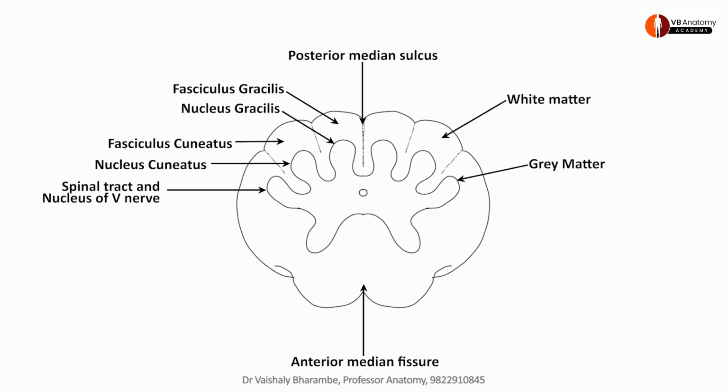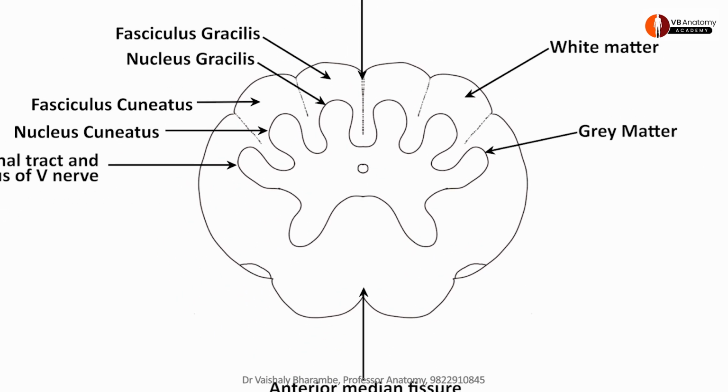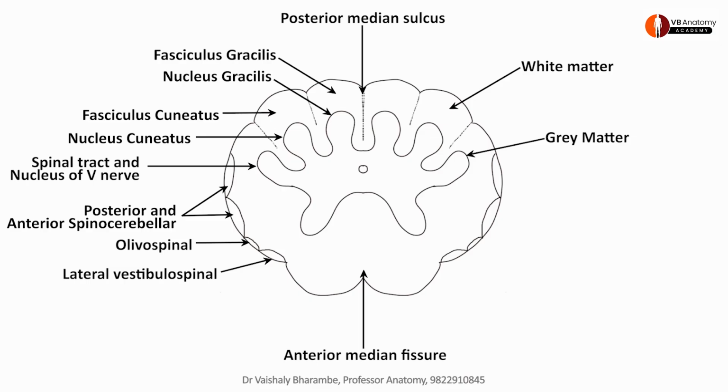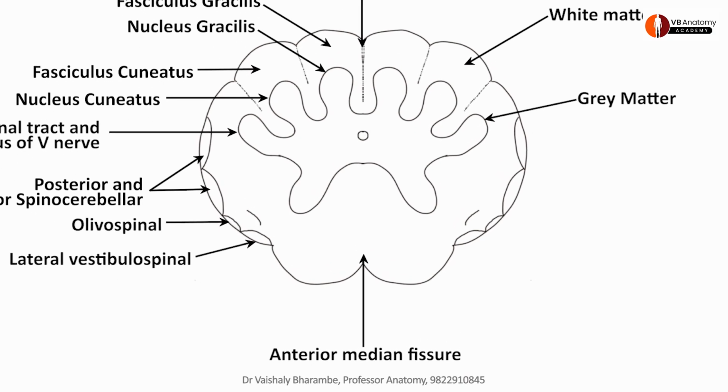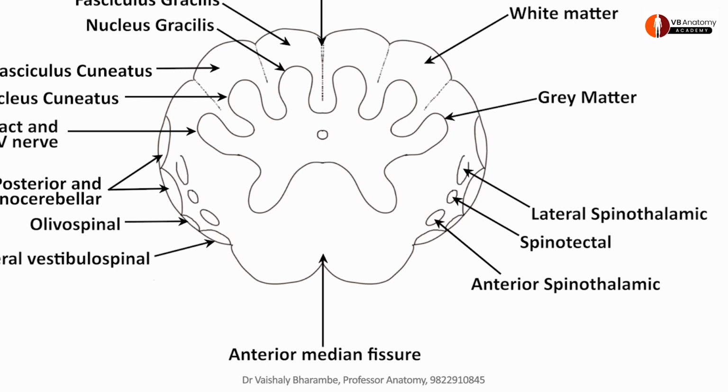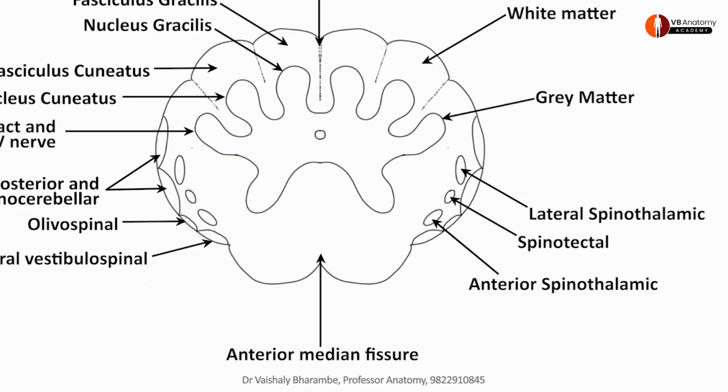Let's continue. Now we are drawing small sections. We're going to keep on drawing sections of tracts, one tract after the other. Let's draw the lateral vestibulospinal tract, olivospinal tract. From behind forward, let's draw the posterior spinocerebellar tract, the anterior spinocerebellar tract. At a deeper level now, draw the anterior spinothalamic tract, the spinotectal tract, the lateral spinothalamic tract. Deep to this lying here is your rubrospinal tract.